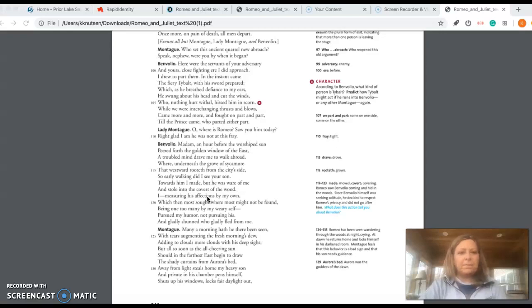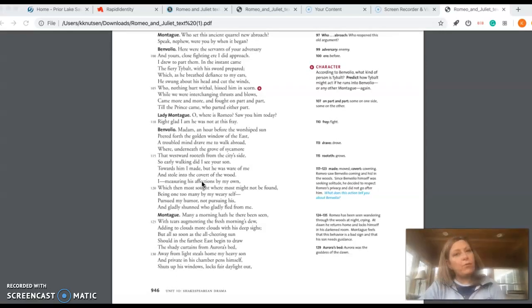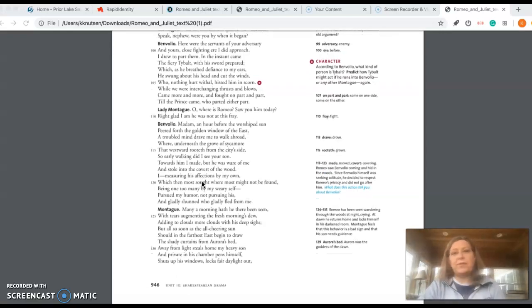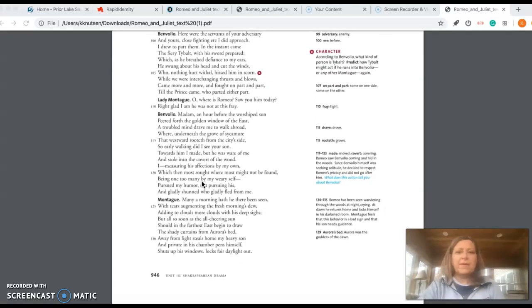Basically, he's saying an hour before sunrise this morning, I couldn't sleep. I was troubled, so I was up, and underneath the grove of sycamore that westward rooteth from the city's side, so early walking did I see your son. I saw him out west by the sycamore grove. Towards him I made. I tried to go toward him and talk to him, but he was ware of me. He saw me, and stole into the covert of the wood. So I left him alone, basically. Basically just saying that I saw him this morning.